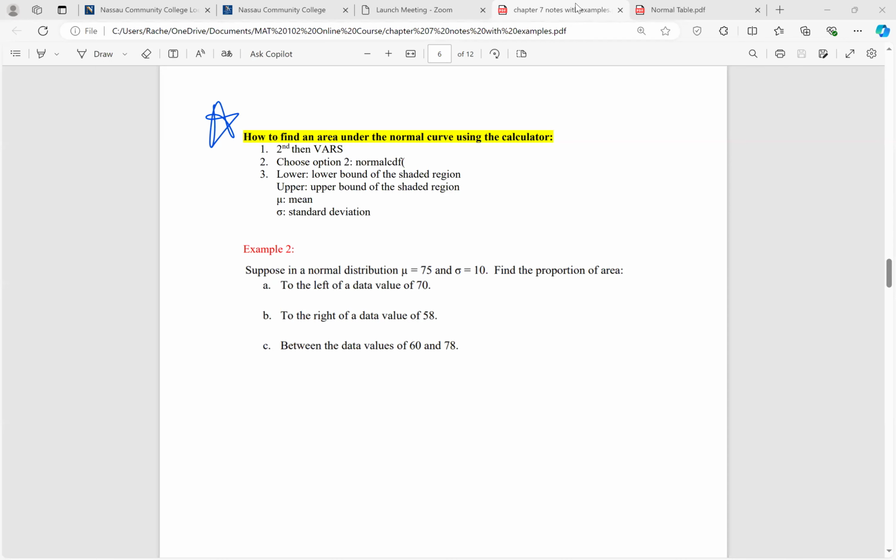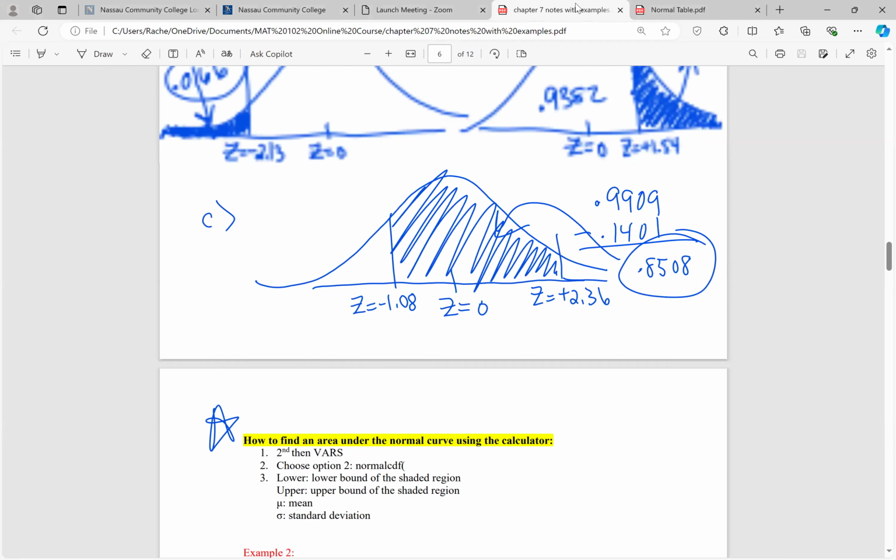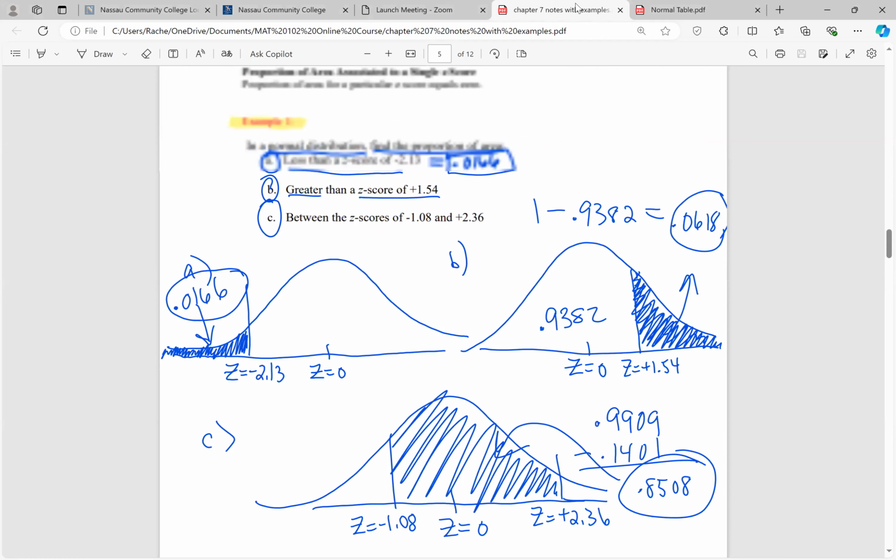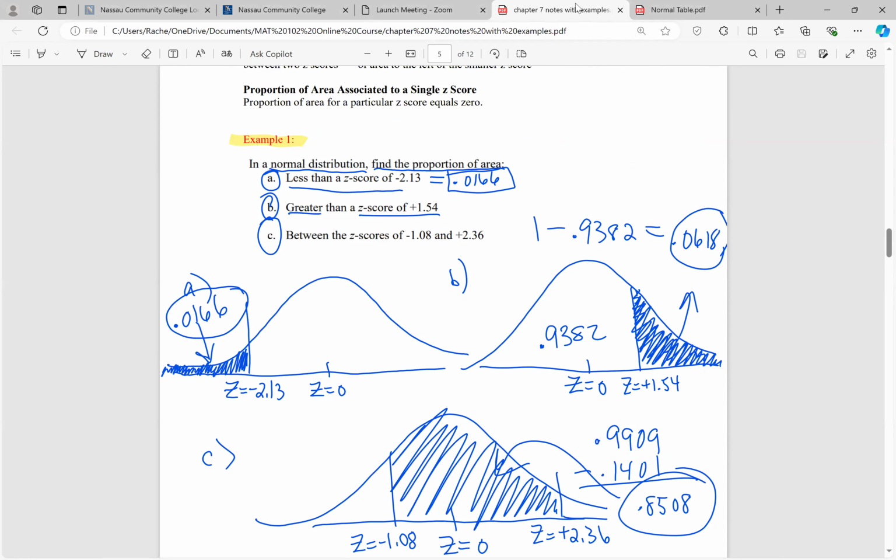So in this lesson, I'm going to show everyone how to use the calculator in order to find an area under the normal curve. In the previous video, I introduced the normal table and we did example 1, parts A, B, C. So I had you find certain proportions of area in these three instances, whether the proportion of area was to the left of a z-score, to the right of a z-score, or in between two z-scores.